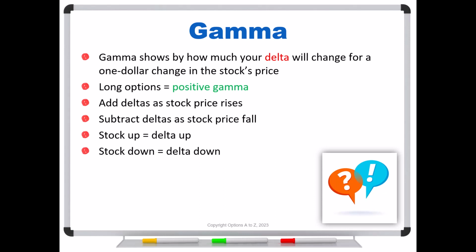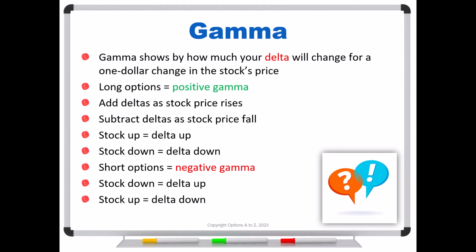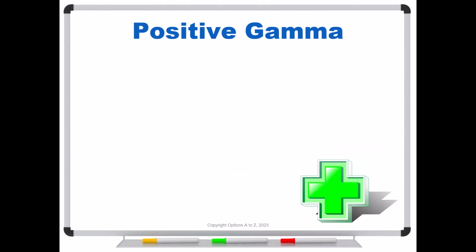On the other hand, if you sell an option, you have a short option and therefore you have negative gamma. And so it's just going to be the opposite. There you're going to see stock down, delta up, and stock up, delta down. So I'll show you some little tips and tricks for negative gamma and how you can put those to use. But for today, we're just going to talk about positive gamma.